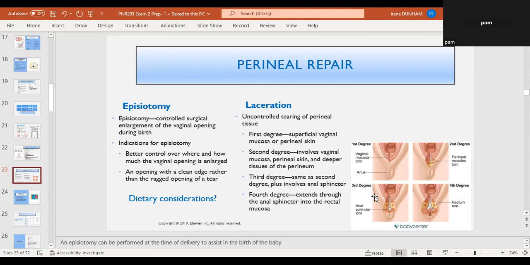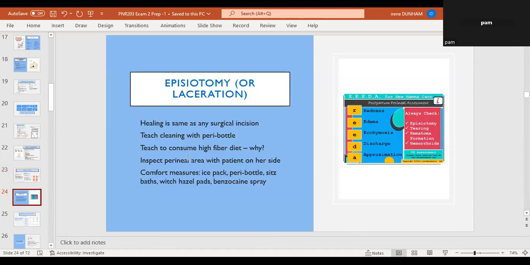And then third degree, now you're going deeper. So now you've got the anal sphincter that's involved. And then fourth degree, we call this a C-section from below. As you can see now, it goes back into the rectal mucosa. This is pretty tough. Okay, so you definitely have to have an increase in the fiber in their diet. And you have to explain to them how to do pericare, of course. All right. So that does hurt, so they'll be wanting some comfort measure, such as maybe some oxycodone.